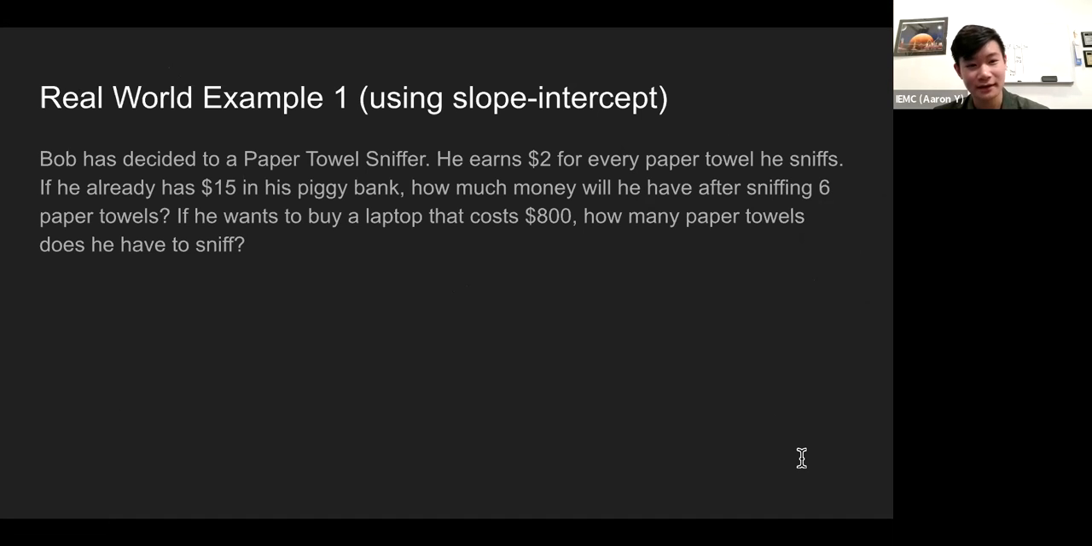Remember, an equation for a line just has 4 things that we need to remember. We have y, which is what we're trying to look for. Then we have equals m, which is the slope, x, which is what we put in, so you don't have to find x yet, and plus b. And b is the starting point. So what we have to identify here is m and b, and recall that m is the slope. Another way to think about slope is how much y increases every time x does. So if I put x in, what is y? But if I add 1 to x, how much does y increase? In this case, what you're looking for is how much more money he makes per paper towel that he sniffs.